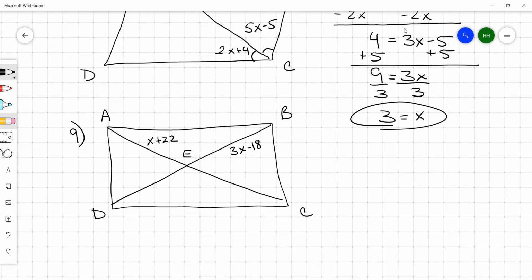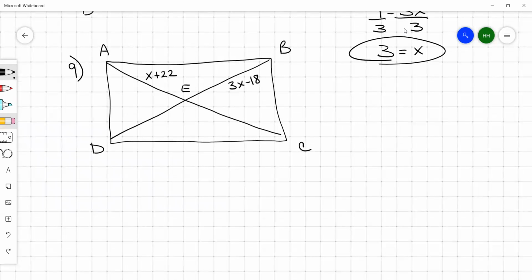In order for this shape to be a rectangle, then these diagonals need to bisect each other. So this piece the same as this piece, and this piece the same as this piece, which means all of these half diagonals are equal to each other. Agreed? So x plus 22 has to be equal to 3x minus 18.